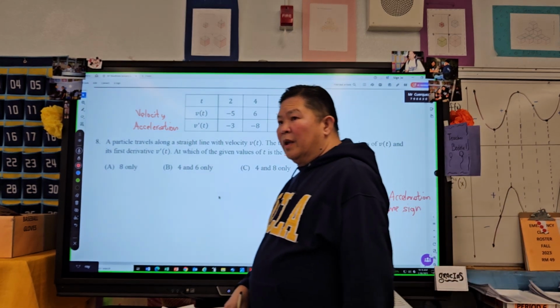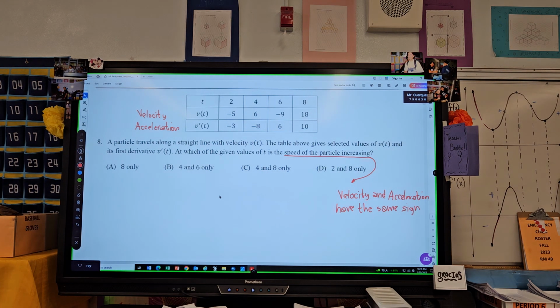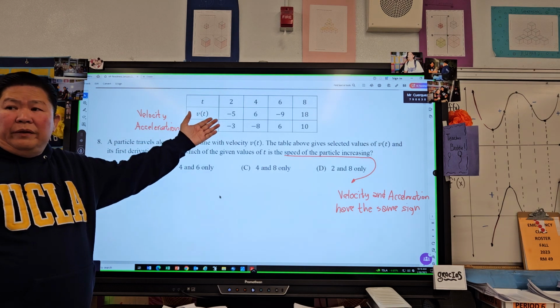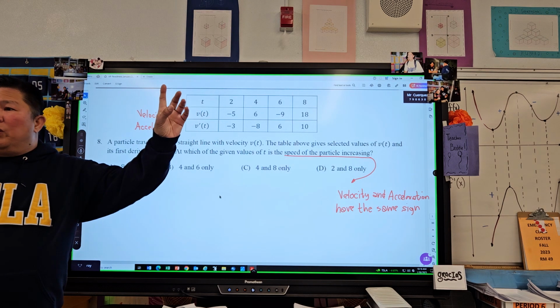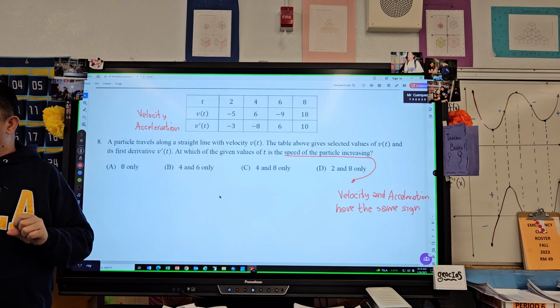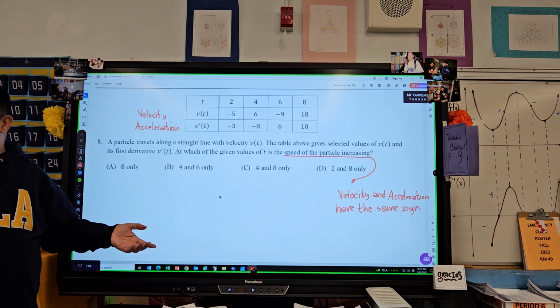Okay, so from the table, at what time do acceleration and velocity have the same sign? Give me one, starting left. What time do acceleration and velocity have the same sign?